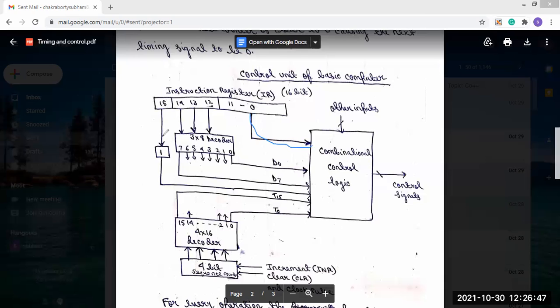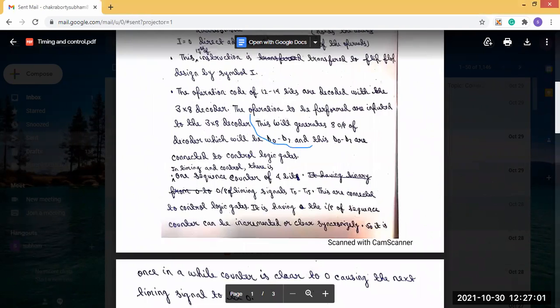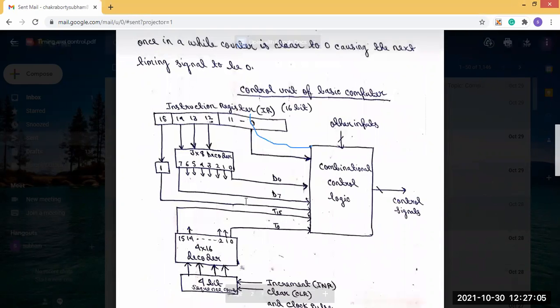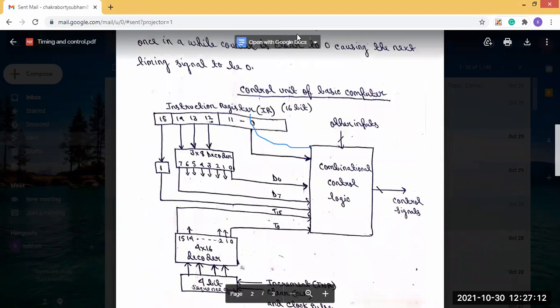And the 15th bit is the I bit, it is 1 or 0. Here it is mentioned as 1, and 1 means it is indirect addressing mode. So it will go as indirect addressing mode, and it will also go to this combinational control logic. And here a sequence counter will be present.